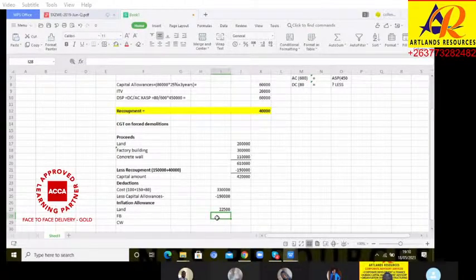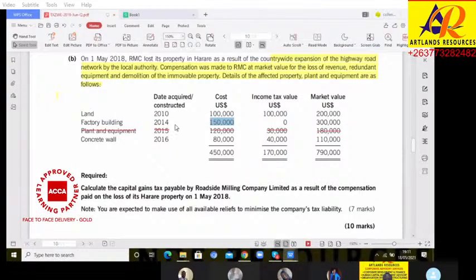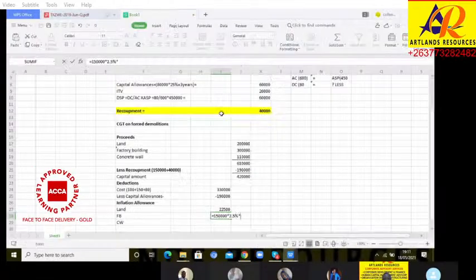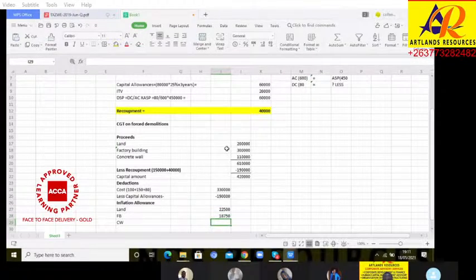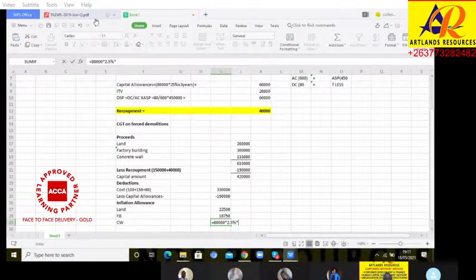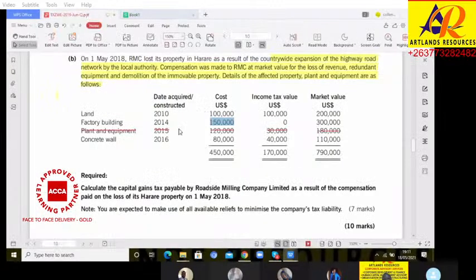Now, factory building, you say equals 150 times 2.5% times how many years? 14, 15, 16, 17, 18 times 5 years. Concrete wall, you say 80,000 times 2.5% times what do you have? 16, 17, 18 times 3 years.